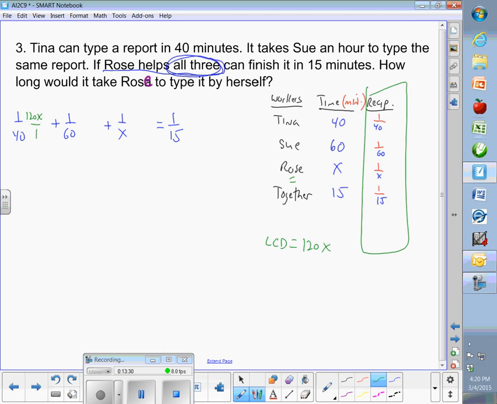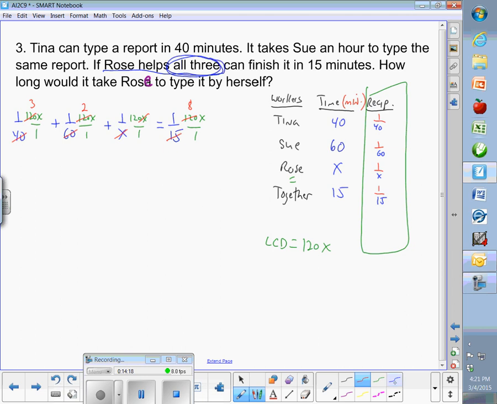Okay, 120x times the first, 120x times the second, 120x times the third, and don't forget the other side also gets the 120x. So I'm going to use my red here to illustrate the division. If you did everything right, you can divide the 120 by the 40, and what do you get? You get 3, right? You can divide the 120 by the 60, not the x there, just the 120, and you get 2. And the third, divide out your x's, you still have the 120. And on the fourth, you're going to divide the 120 by the 15, and 15 goes into 120 8 times.